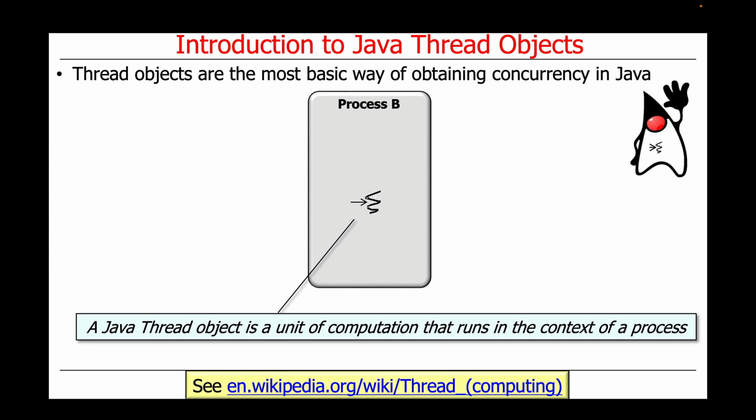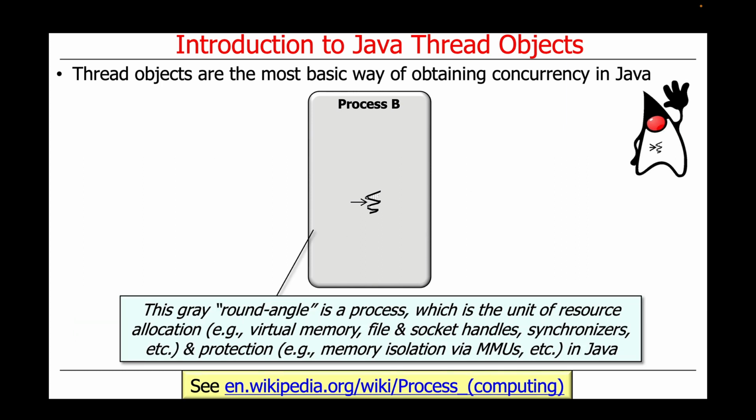A Java thread object is essentially a unit of computation that runs in the context of something known as a process. This gray rounded rectangle represents a process, which is the unit of resource allocation and protection in Java. The types of resources that can be allocated in the context of a process include things like virtual memory, file and socket handles, synchronizers, and so on. And the types of protection mechanisms that are provided include things like memory isolation via memory management units.